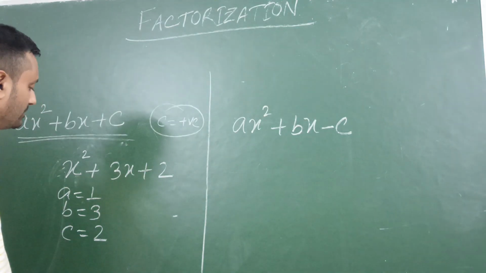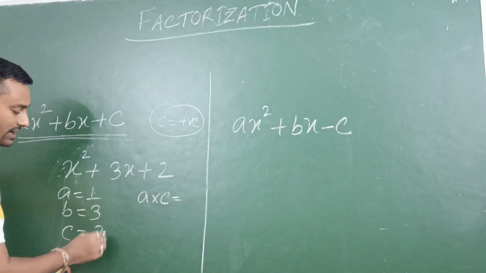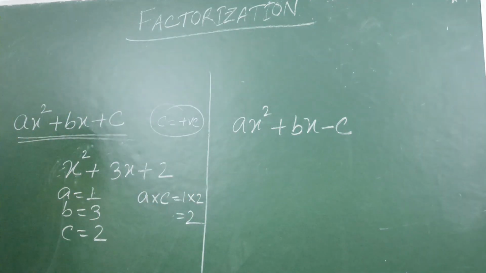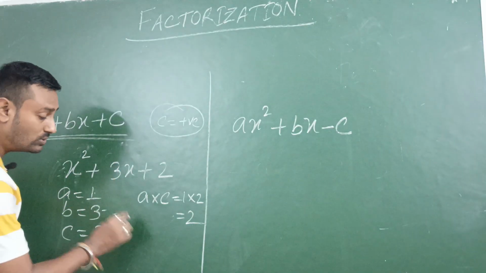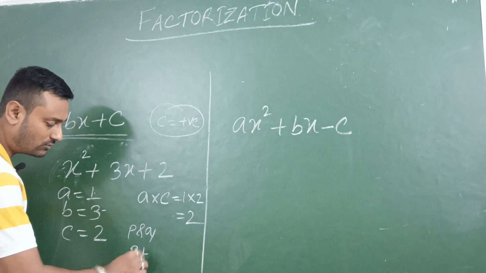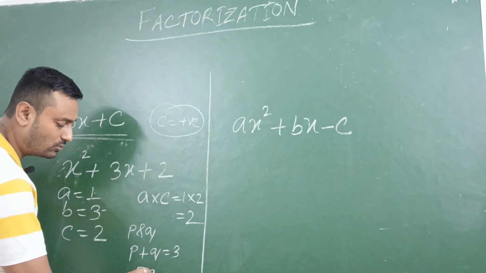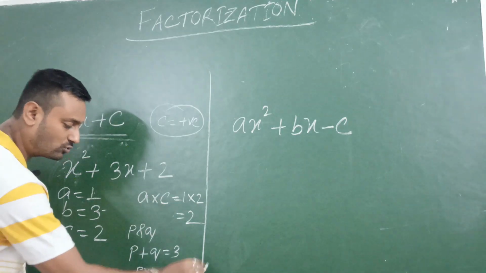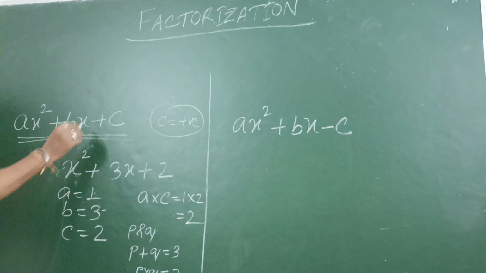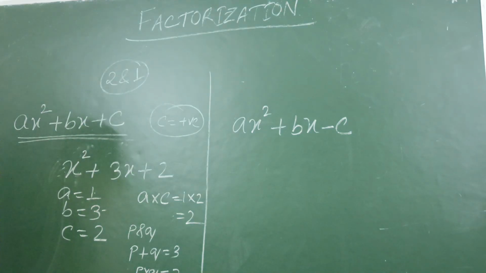So you just find the product of a and c. Product of a and c is what? 1 into 2, that is 2. Okay, that means you have to find, and b is 3, two numbers p and q such that what was the rule? p plus q is equal to 3, and p into q is equal to a into c, that is 2. Okay. So those numbers are 2 and 1.